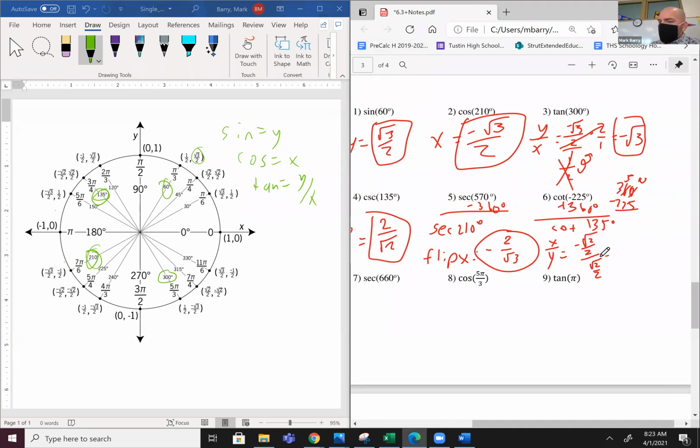Now we could multiply by the reciprocal on this one, but isn't this the same thing divided by itself, but one of them's negative, right? So if I said like, what's negative 5 divided by 5? Wouldn't you say negative 1? If I said negative 10 divided by 10, would you say negative 1? If I said negative x divided by x, would you say negative 1? Yes. If I said negative rad 2 over 2 divided by rad 2 over 2, would you say negative 1? Yes, you would.